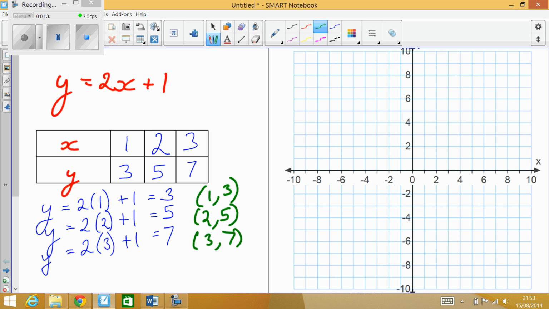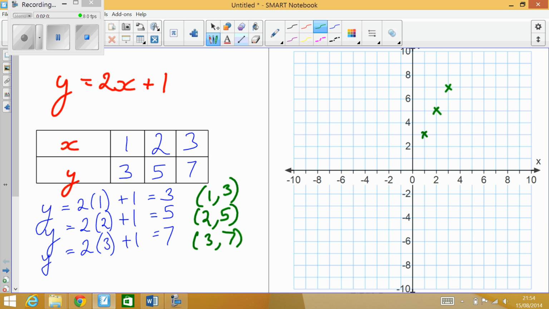So I can plot these points now. The first value is the x value, so I go along the x-axis to 1 and up to 3, and I'm going to do a cross. Second value of x is 2, and the y value is 5. So I'm going along to 2 and up to 5. Next coordinate is 3, 7, so I'm going to go along to 3 and up to 7 and do another little cross. Now you'll notice that they form a straight line.